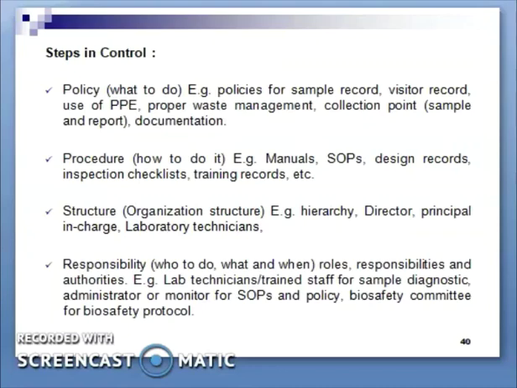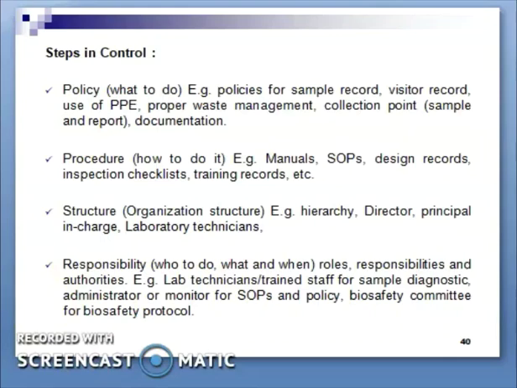And next is the procedure. The next step in the control is procedure, how to do. The third step in the control is the organizational structure, means hierarchy. The fourth step in the control is the responsibility, which means who to do, what to do, and when to do.